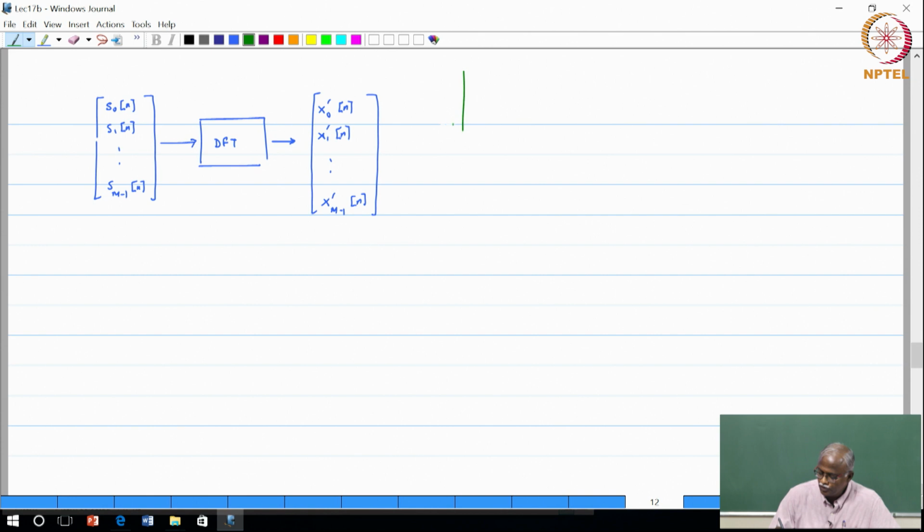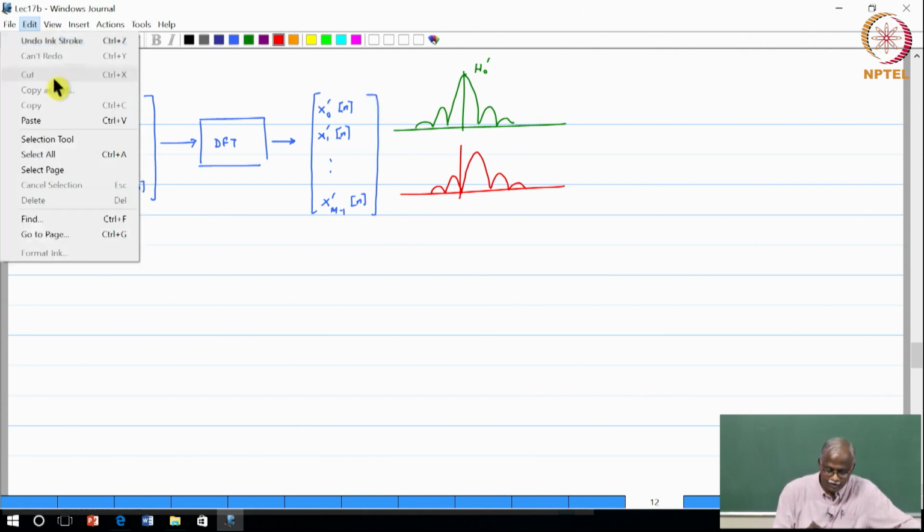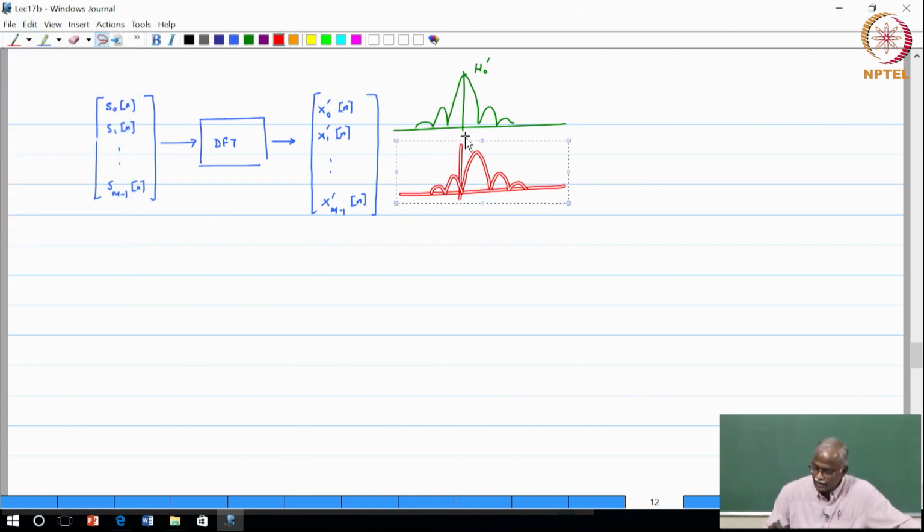Okay, again let us draw it very quickly, it may not look very pretty. So this is H naught, this is H naught prime, and the next filter that we have, this is H1 prime. No, this is not H1 prime. This is actually Hm minus 1 prime.